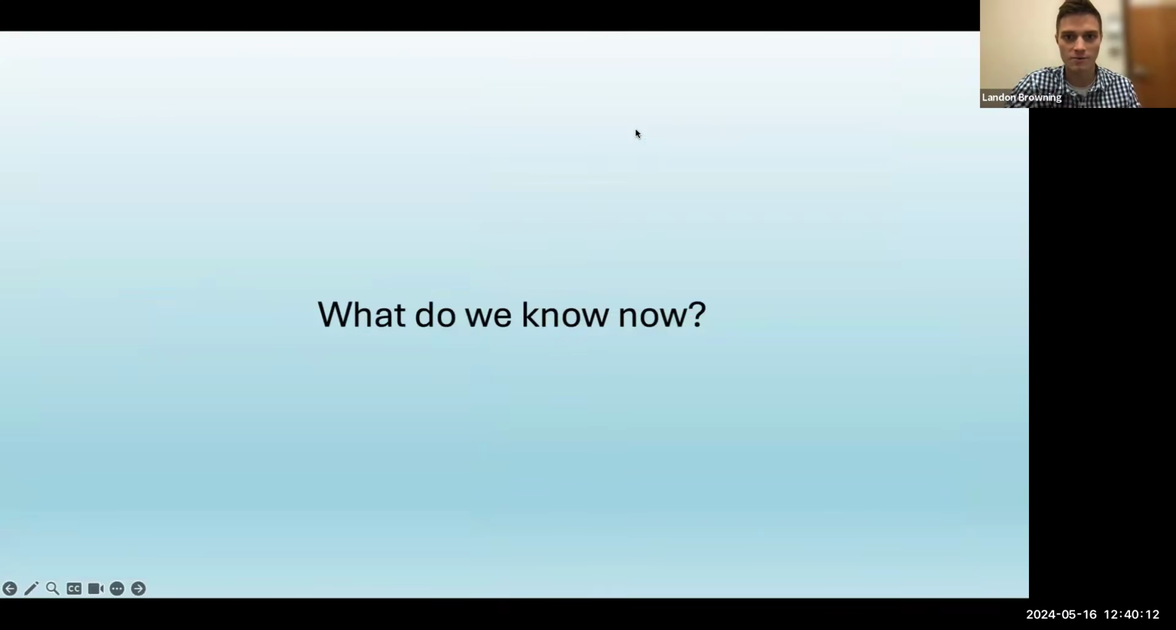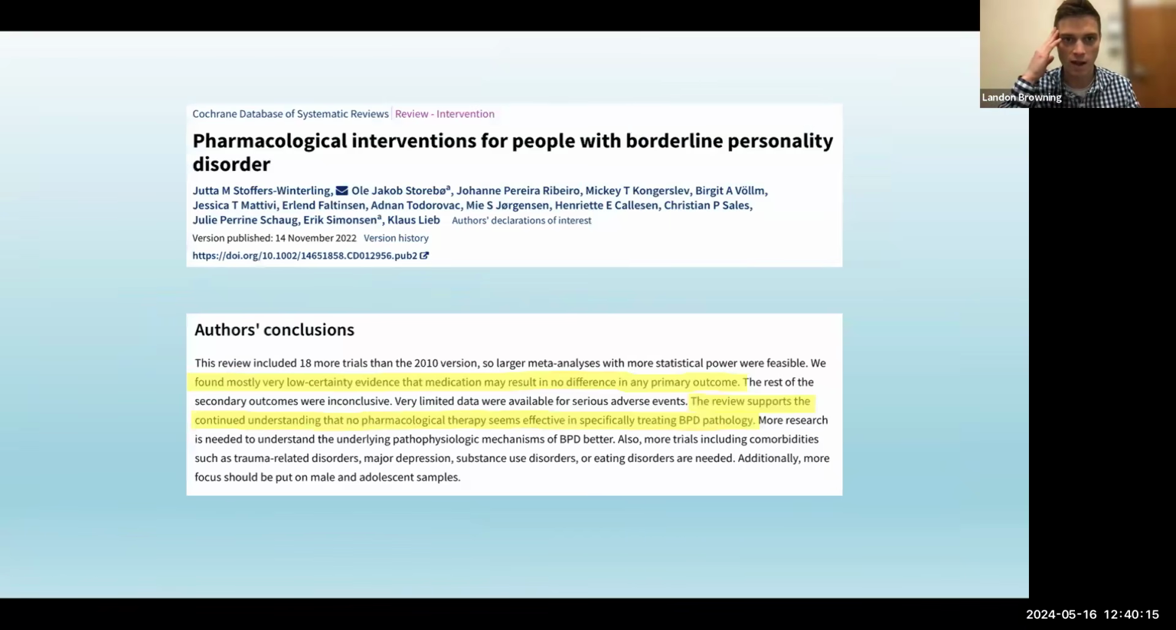So, what do we know now? Well, let's start with a Cochrane review from 2022 titled Pharmacologic Interventions for People with Borderline Personality Disorder. They say, we found mostly very low certainty evidence that medication may result in no difference in any primary outcome. And the review supports the continued understanding that no pharmacological therapy seems effective in specifically treating borderline personality disorder pathology. Which is not to say that some symptom-focused reduction in suffering might not be helpful, but overall, it kind of throws out one of his largest claims that he bases his conclusions on.